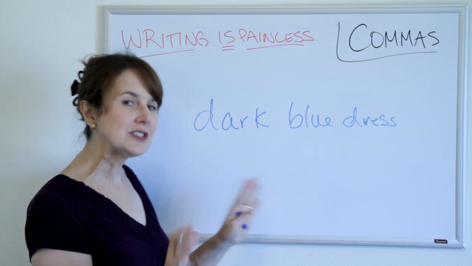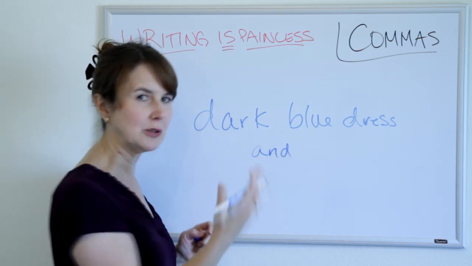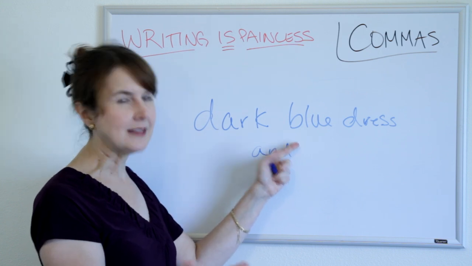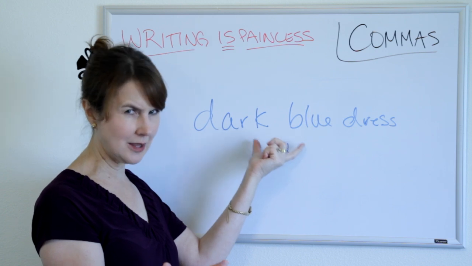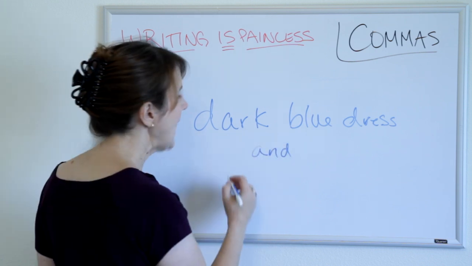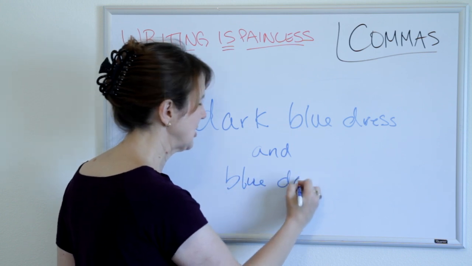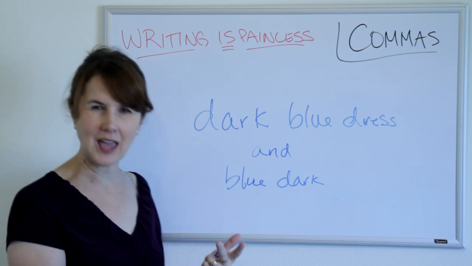And again, you use that same rule of thumb. You probably wouldn't say the dark and blue dress because again, dark is describing blue. Yes, some would argue, well, it's also describing the dress, but in this case, we're really talking about the color of the blue. And you probably wouldn't reverse them and say the blue dark dress. That doesn't work, again, because of the way that we're doing the modification there.